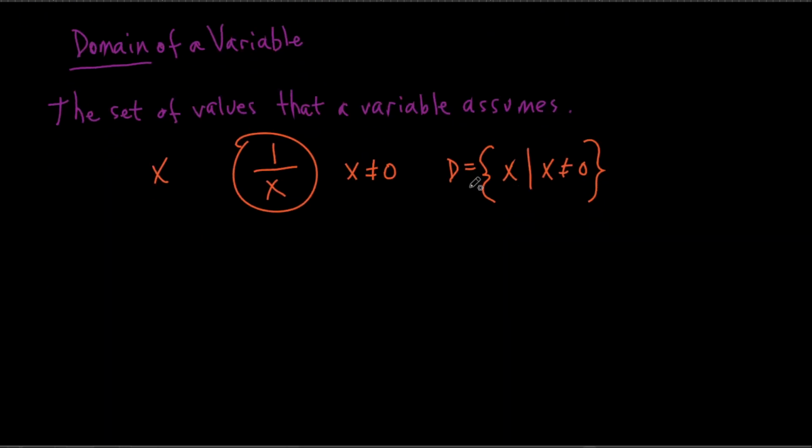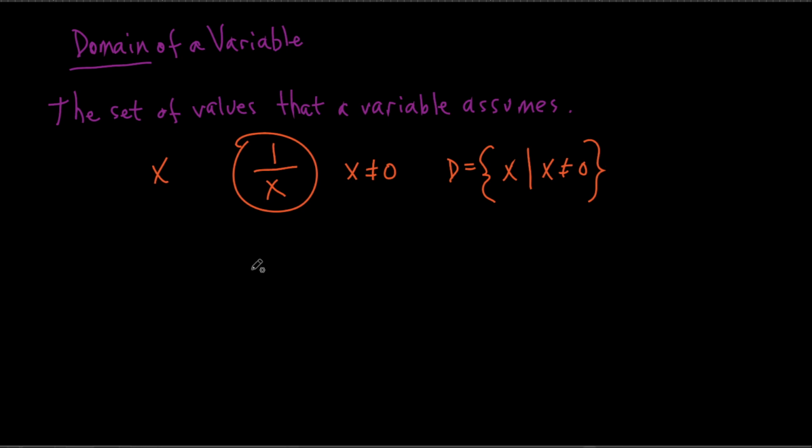Okay? So you write domain equals, D equals, and a little brace thing, then x such that. That little bar right there means such that x cannot be 0. So this x means x can be anything, but here's your exceptions. That's basically what domain is asking you to do. Find the exceptions. Find what that variable cannot equal. Okay? Let's do another one.